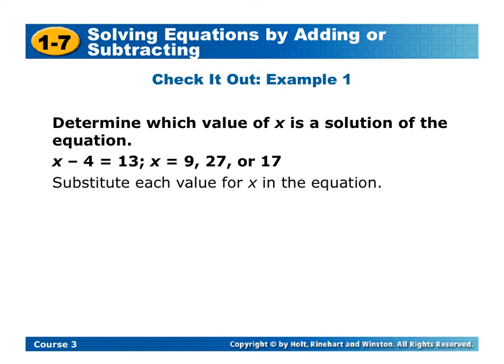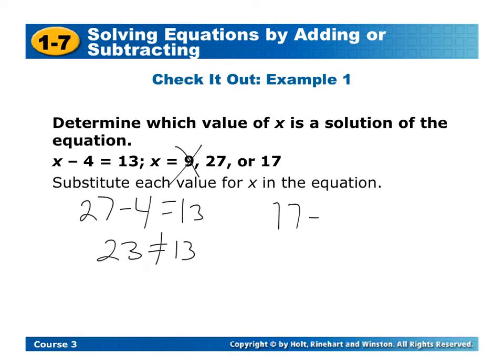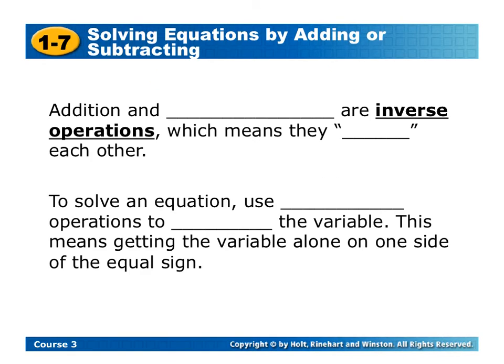Now here I am going to reason out 9 because 9 is smaller than 13 and we're using subtraction anyway. So if I tried 27 minus 4, I would get 23, which is not equal to 13. Or I could try 17 minus 4, which would be 13. So 17 would be our solution. So pretty simple and straightforward so far.